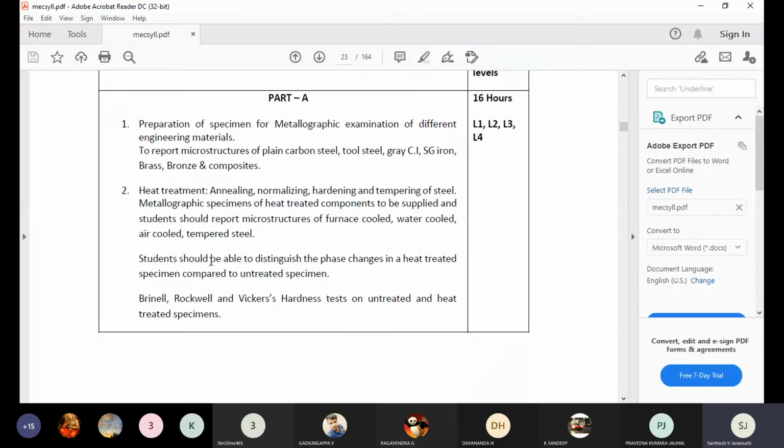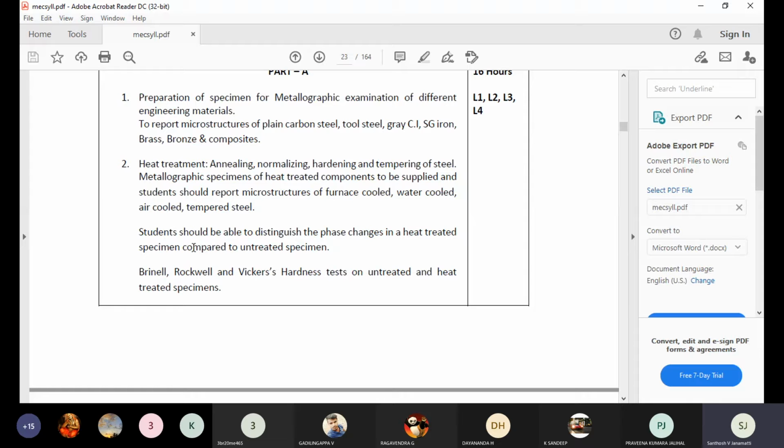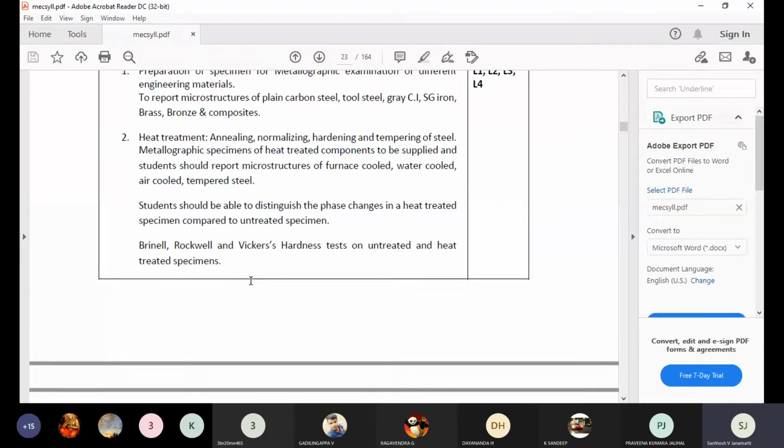So heat treatment is also one of the minor experiments, and the students should be able to distinguish the phase changes in the heat treatment. That is what I told you. And one more is the Rockwell and Brinell test. This is the procedure again.